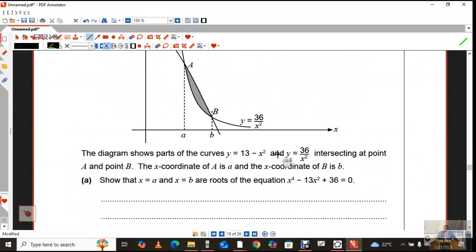Show that the roots of these are equal. So the only thing that you need to do here is just take the two and equate them. Okay.